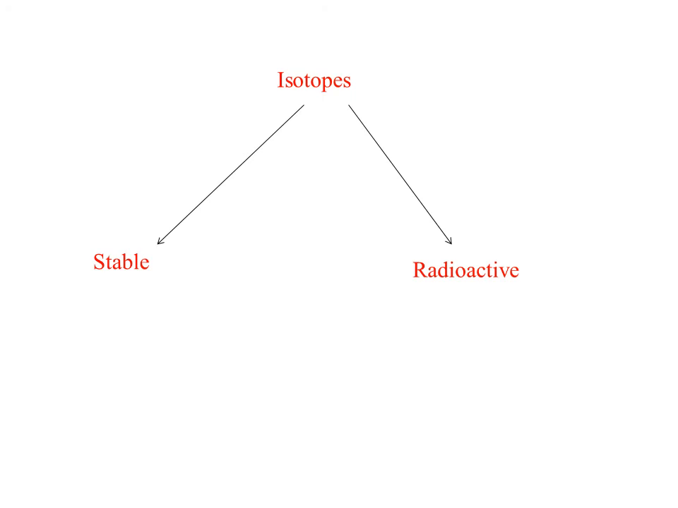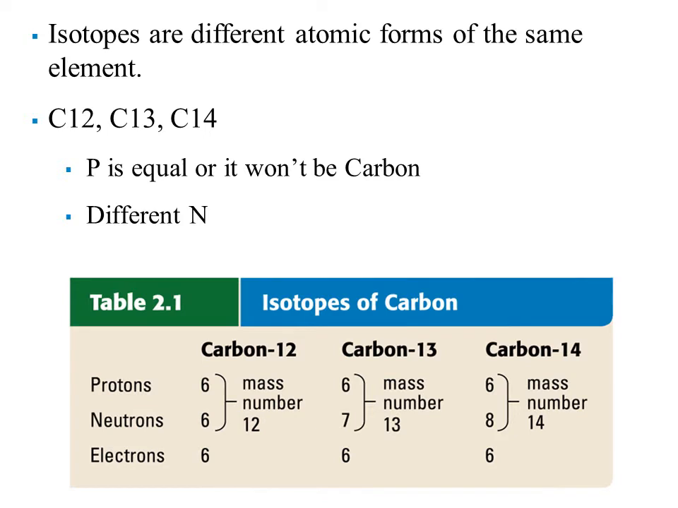Now we're going to look at isotopes, or variations, or isoforms of these atoms. They can be a stable variation or a radioactive variation. Isotopes are different atomic forms of the same element. An example is carbon-12, carbon-13, and carbon-14.